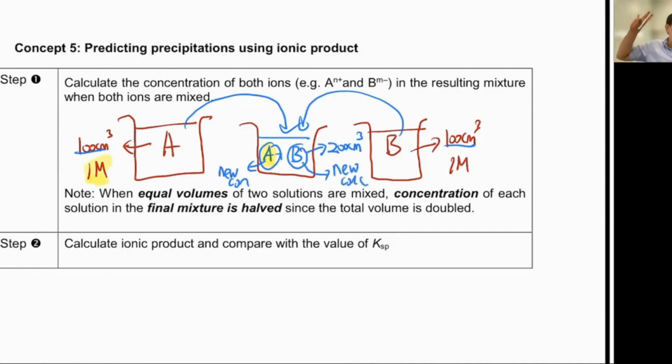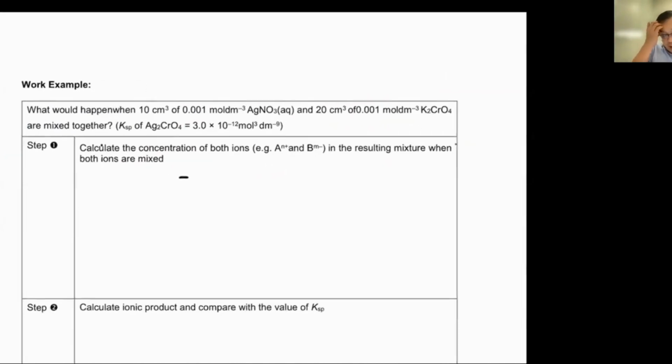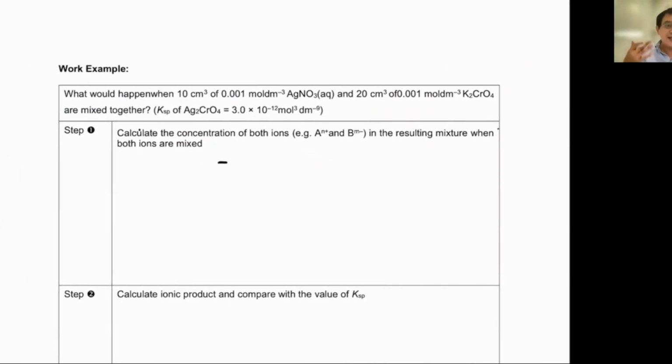Okay, so right now I already calculated the new concentration. Can I calculate my ionic product and compare with my KSP? Is it more than, or less than, or equal to KSP? Then you can know whether you get precipitate or no precipitate or a saturated solution. Now, let me show you how I do it. So can we take a look together on the next page? We will work together on the first example, so you get a sense of how we approach the questions.